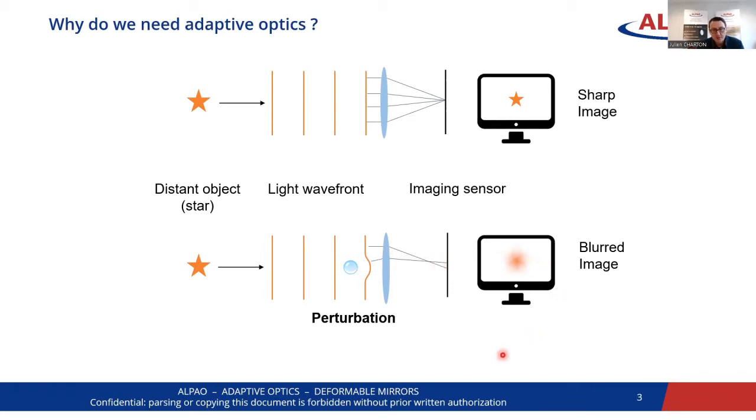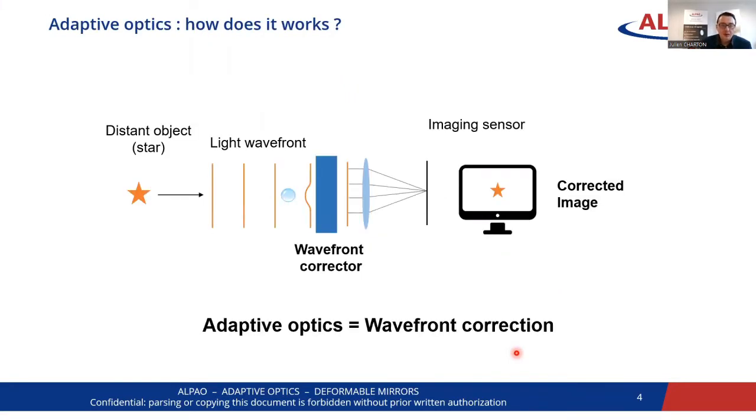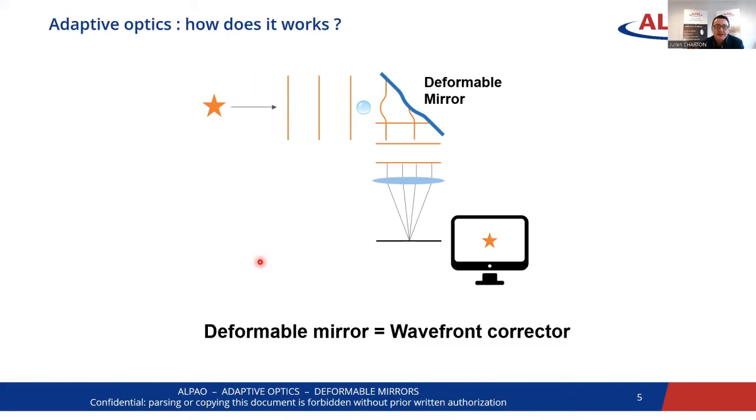So this is where adaptive optics can be used. The basics is to use what we call a wavefront corrector. It can be anything that will change the wavefront and make it flat again. And if the wavefront is flat, then you will have the corrected, sharp image again. So it looks very simple. The question is, how do you implement this kind of wavefront correction? This is the next slide.